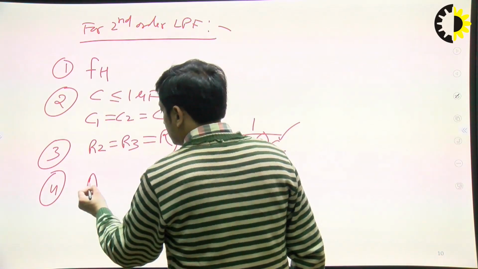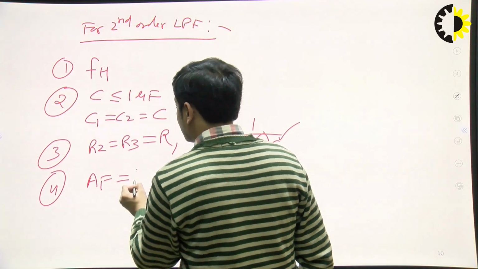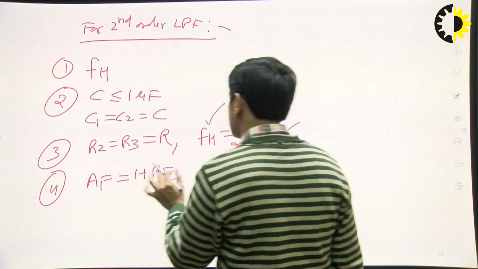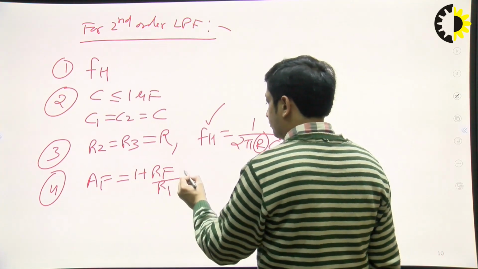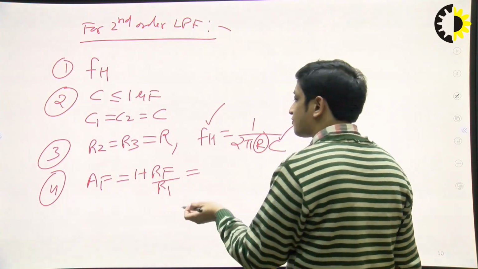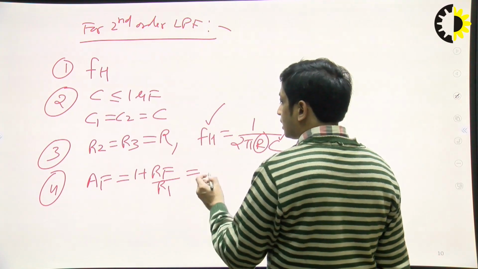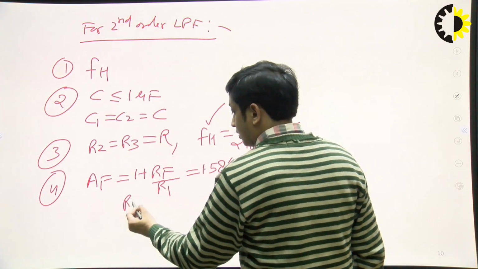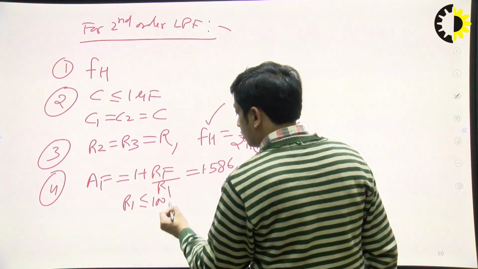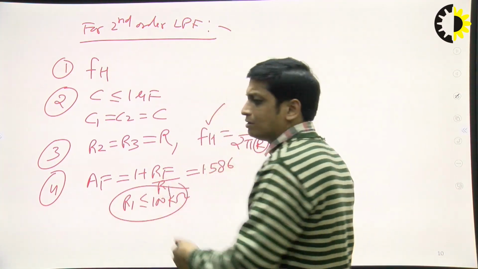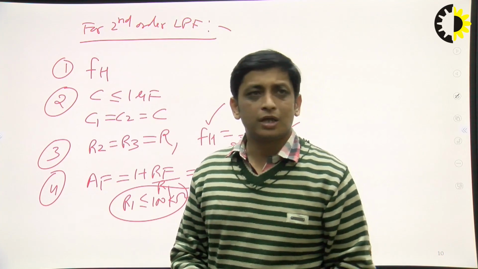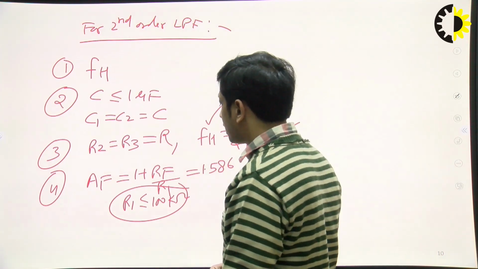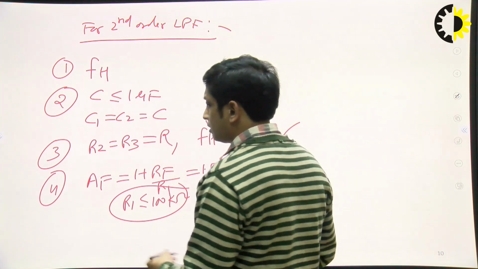Step 4 is to find out the value of R1 and RF. For that, again use the equation of AF, that is 1 plus RF upon R1. But here there is a difference. In second order filter, for Butterworth response for flat pass band, we take AF equal to 1.586. Again, take R1 less than or equal to 100 kilo ohm. You can take 5 kilo ohm, 10 kilo ohm, any value. So with the help of step 4, you can calculate the value of RF.